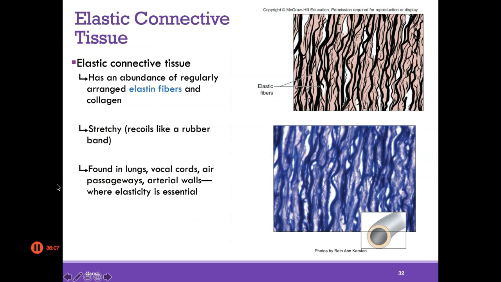Elastic connective tissue has an abundance of regularly arranged elastin fibers. And elastin fibers are stretchy. They can recoil like a rubber band. So this elastic connective tissue will be important in things where we need elasticity. So think about the lungs, right? We need our lungs to expand. Our vocal cords need to expand and contract. Our air passageways and our artery walls, again, are always moving. We need elasticity. So some of these tissues have an abundance of elastin fibers, which allow for this recoiling.